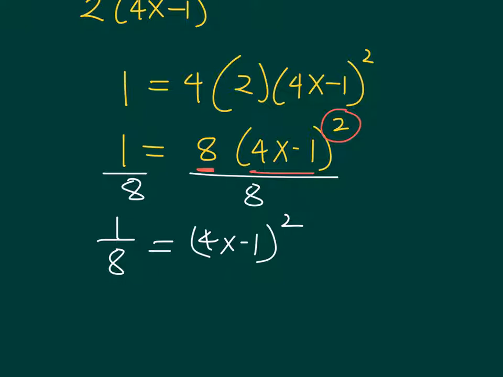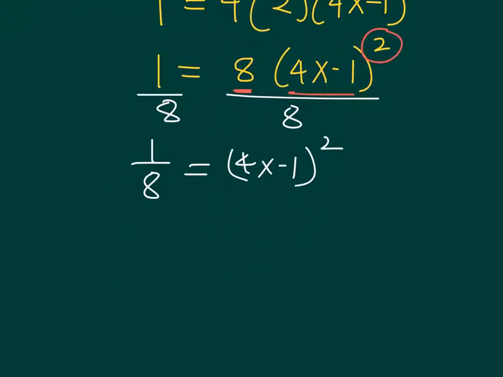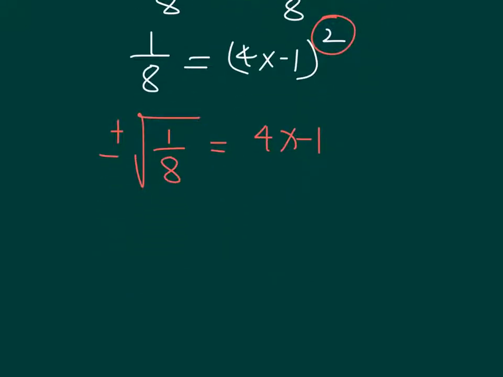And look at this. This is very similar to what we have solved earlier. There is a square, and you want to remove the square, so you have to take the positive or negative square root of 1/8, and then 4x − 1. And from there, you can now have plus or minus square root of 1. Square root of 1 is 1. Square root of 8, same as the one earlier, will be 2 square root of 2. So there's a positive, there's a negative, and then equals 4x − 1.